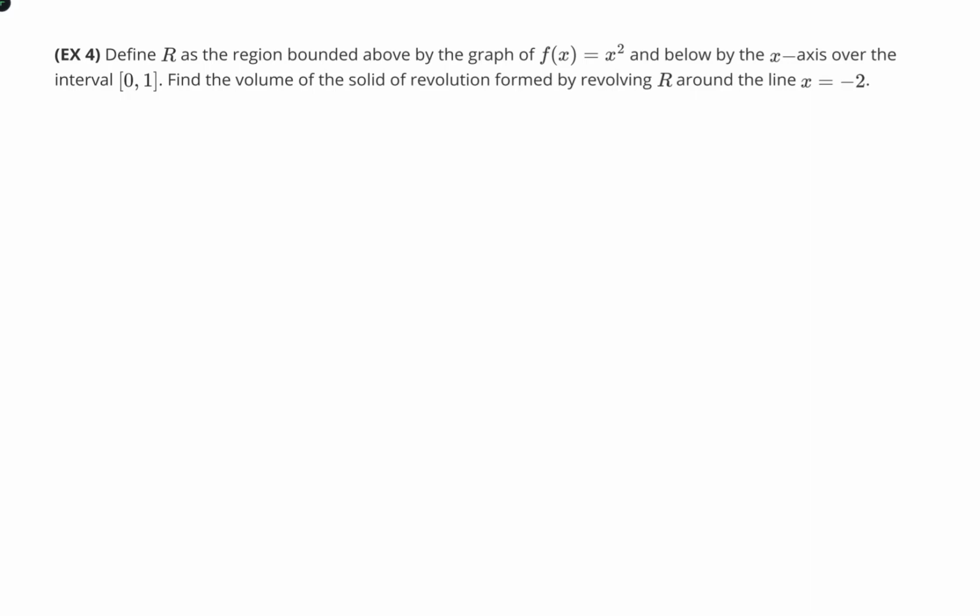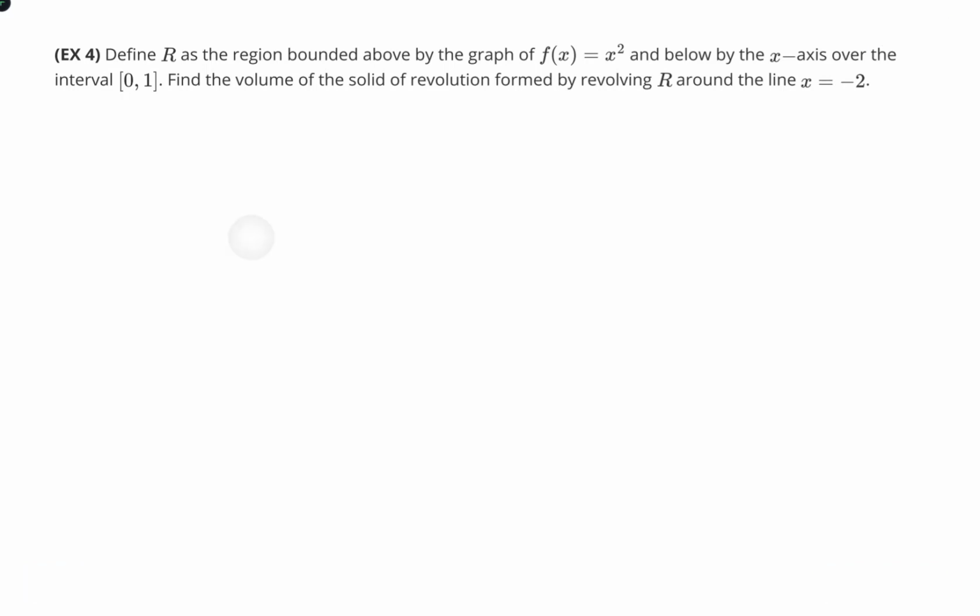Now let's look at some examples where we're rotating around lines that are not the x and y axes. So define R as the region bounded above by the graph of f of x equals x squared and below by the x-axis over the interval 0 to 1. Find the volume of the solid of revolution formed by revolving R around the line x equals -2.